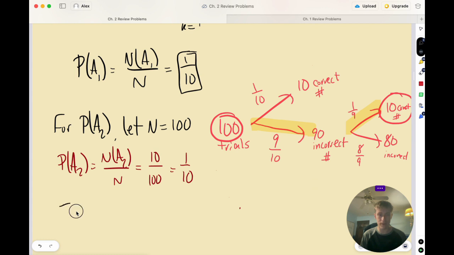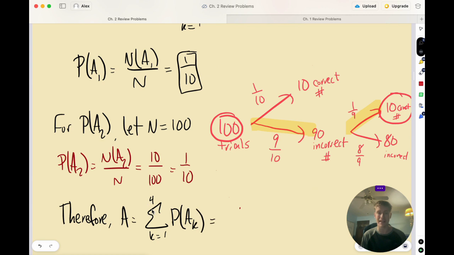Okay, so therefore, the event A, which was the sum of these probabilities from k equals 1 to 4, but remember each of them was the same, so that's really just going to be 4 times a tenth, which is 4 tenths or 2 fifths.